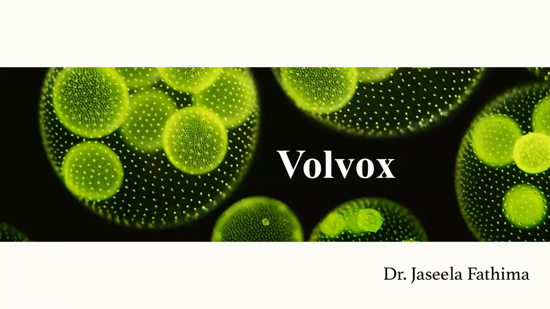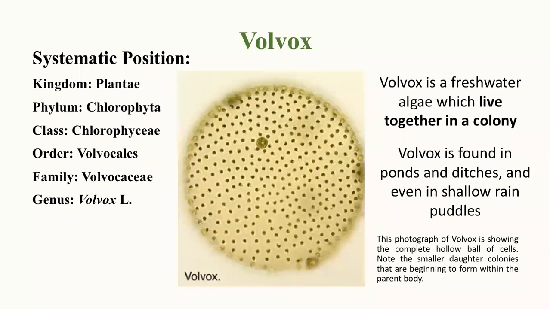Good day, everyone. Today we are going to learn about Volvox, a chlorophycian algae. Volvox belong to the phylum Chlorophytae and class Chlorophyceae, order Volvoceales and family Volvocaceae. It is a freshwater algae which live together in a colony. It is found in ponds and ditches and in shallow rainwater puddles.